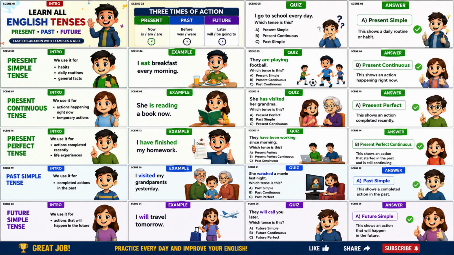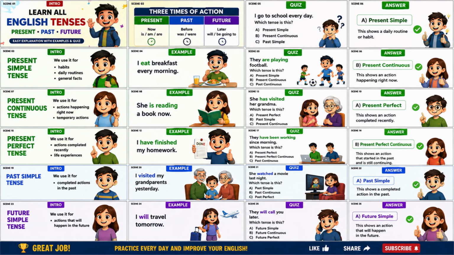Now let's travel to the past simple tense. We use it for completed actions in the past. Example: I visited my grandmother yesterday. She watched TV last night. They played cricket. Structure: subject plus past verb. Like, he walked to school.